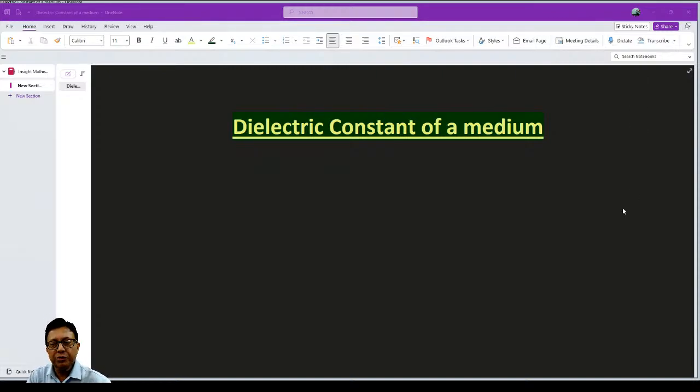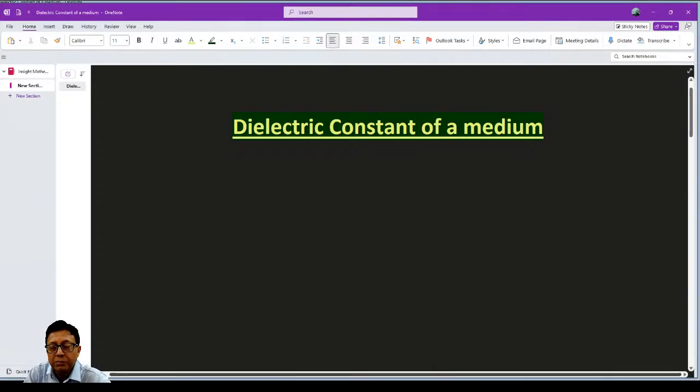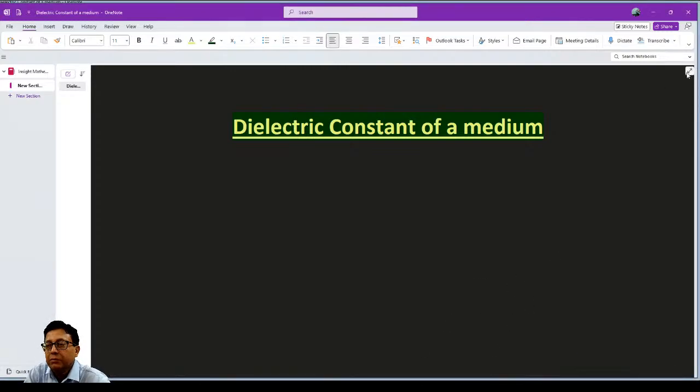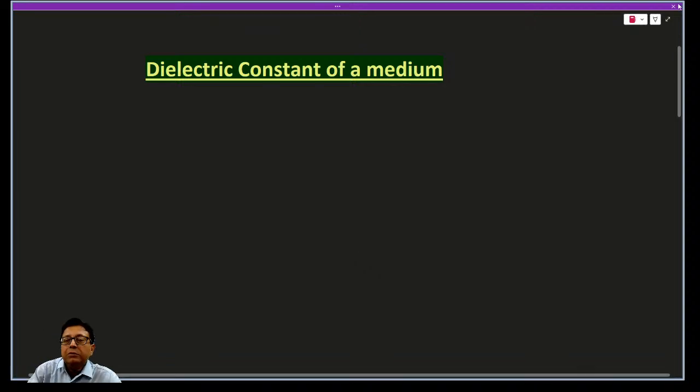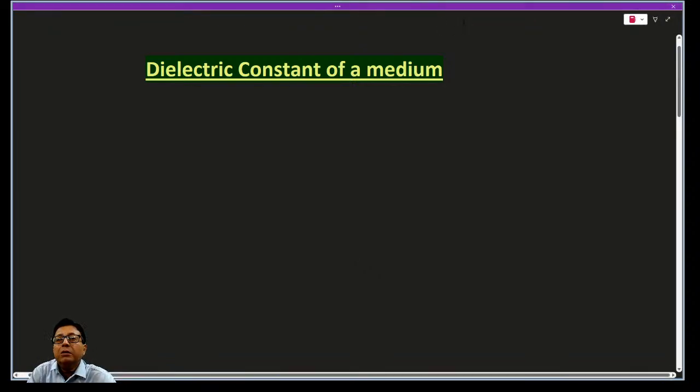Be ready with your copy. Good evening. Hello everyone. Hope all of you have done Coulomb's law and sums related to Coulomb's law.